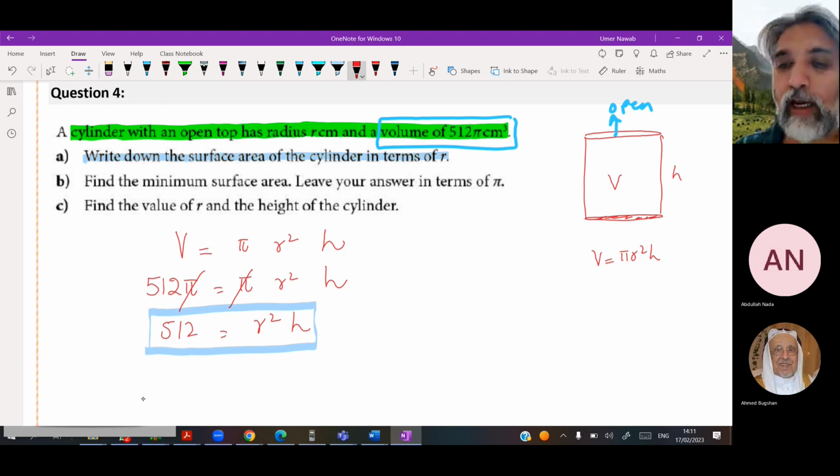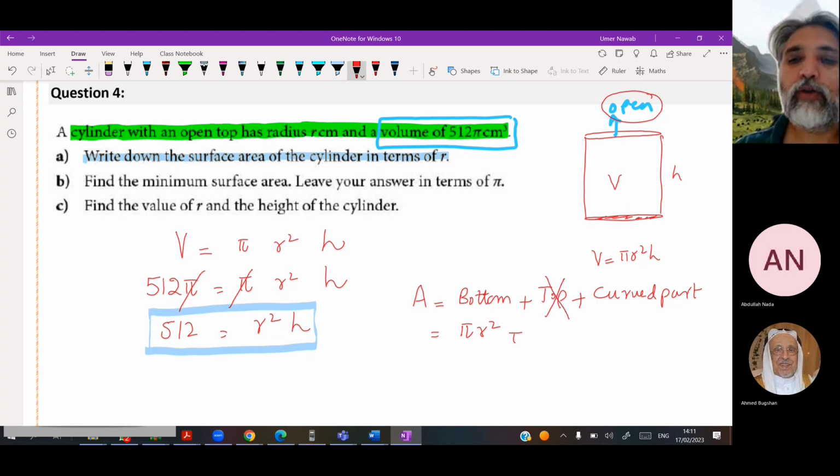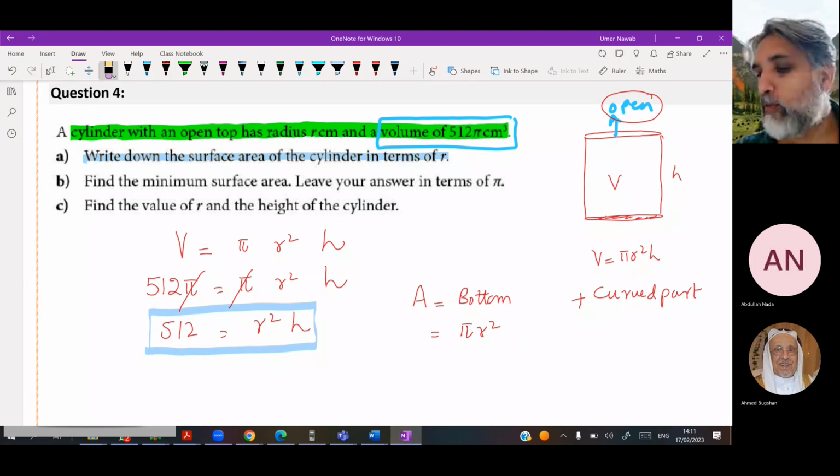The surface area formula. I will use A for the surface area. Now it has three parts: bottom plus top plus the curved part. I need to find the area of everything. Bottom is a circle, it is pi r squared. Since he said open top, there is no top, so no need to add it. So bottom is done. What is the curved part?